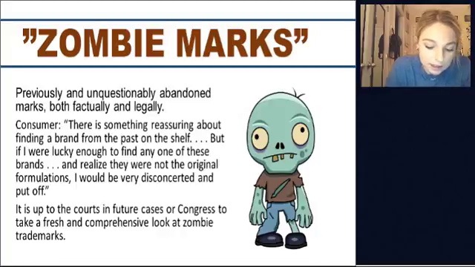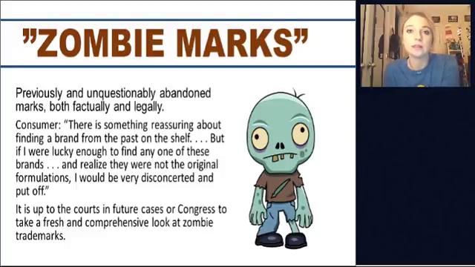So the courts recognize that the protection of the public from misleading trademarks is important, because this was a quote from a consumer, and they said, there is something reassuring about finding a brand from the past on the shelf, but if I were lucky enough to find any one of these brands and realize they were not the original formulations, I would be very disconcerted and put off. So if a trademark is brought back to life, people, if they were familiar with that brand before, are going to expect it to be similar, and it could possibly hurt you, because if you don't meet up to their expectations, you already have some bad baggage.